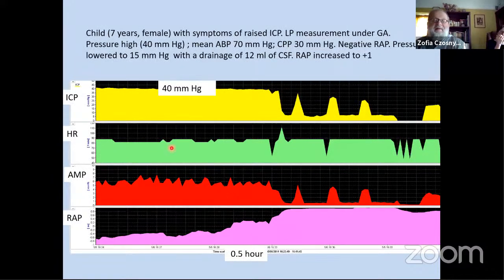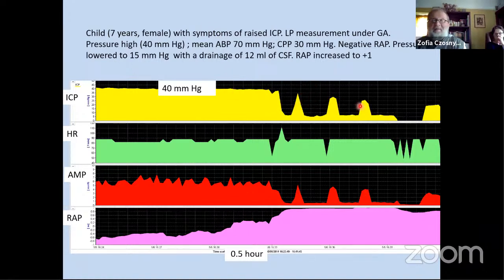And then finally, this is another example, this time in a child. We noticed baseline pressure 40 millimeter of mercury. The study was done under general anesthesia, 40 millimeter of mercury. So we didn't do any infusion, just a series of drainages. Here ICP was measured. And then what we noticed, at the 40 millimeter of mercury, RAP was negative. So we were already above critical thresholds for intracranial pressure.